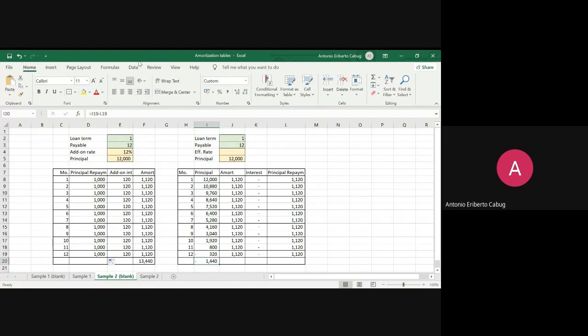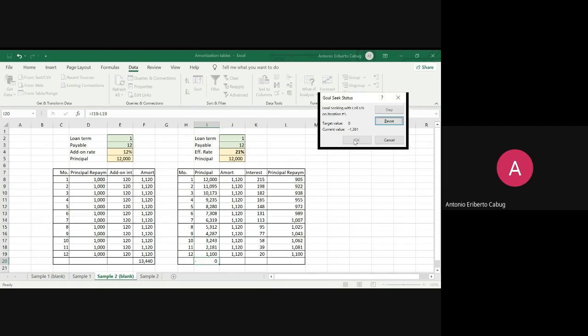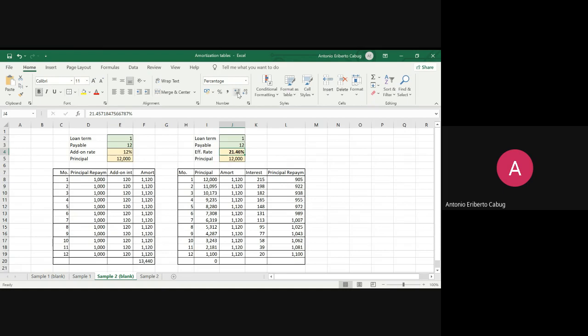So, what you would do is you're going to use goal seek. Data, what-if analysis, goal seek. Set this to value 0 by changing the effective interest rate. Okay. So, tingnan natin yung buo. 2 decimal places. 21.46% para mag-zero ito. So, interpretation of this is that principal of 12,000, minus 1,120 mo, 215 dyan mapupunta sa pagbayad ng interest. Yung principal repayment mo, 905.